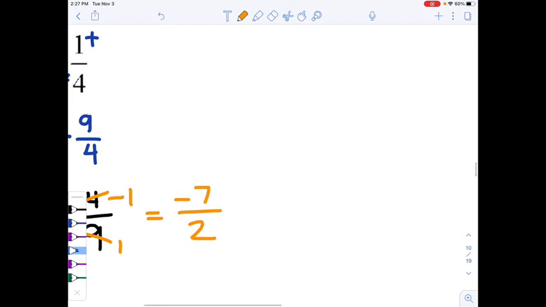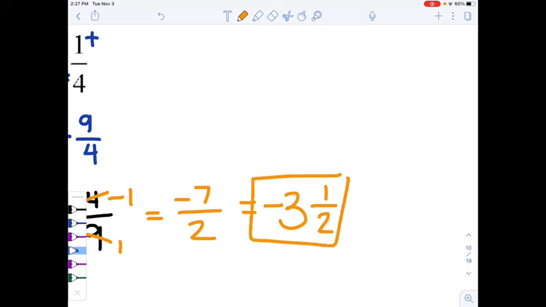To change this into a mixed number, I just have to ask myself, how many times does 2 go into -7? 2 goes into -7 -3 times, because 2 times -3 is -6. And then to get from -6 to -7, I have 1 left over. And I keep my denominator of 2. So my answer is -3 1/2.